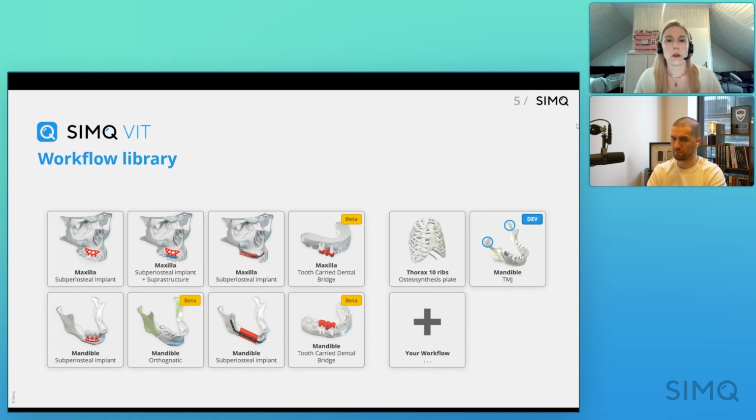So the next question is where can you apply this software? What kind of anatomical regions? So right now our workflow library includes a lot of craniomaxillofacial operations. That's very personalized, patient implant heavy. And what we'll be discussing today, and what you saw on the start screen, was our maxillary subperiosteal implant workflow. We're also going to discuss our mandibular tooth carried bridge workflow as well. But as you can see here, we have several workflows available: reconstruction workflows, the orthodontic surgery, and maxillomandibular.